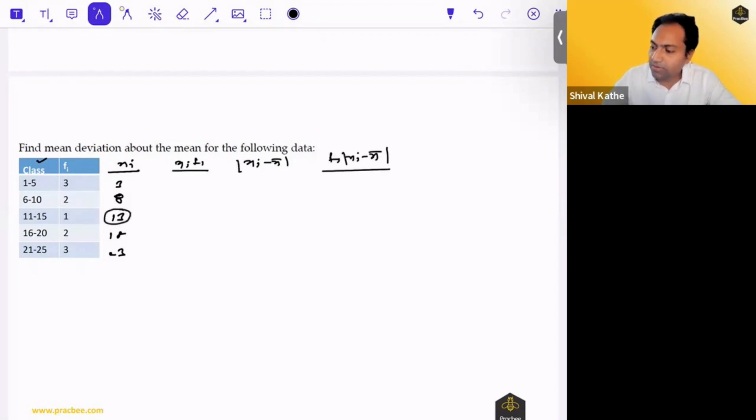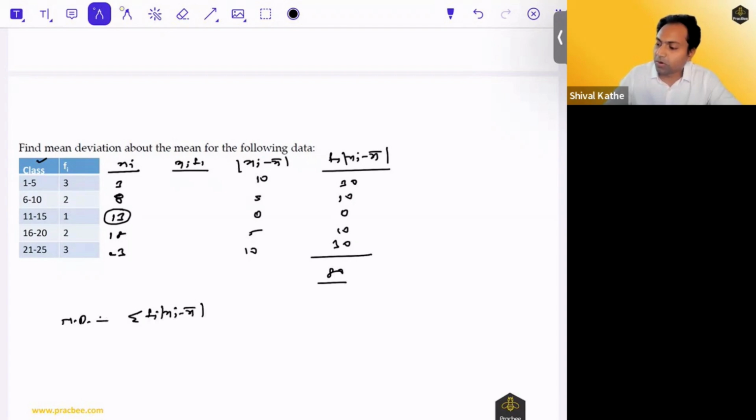13 is the mean. So if you want to do is, this will become 10, this will become 5, this will become 0, 5, 10. And if I multiply, this becomes 30, 10, 0, 10, 30. To take the average, it becomes 80. My mean deviation is nothing but summation of fi xi minus x bar mod by summation of fi. So this is 80. And if you add this, this is still 11.